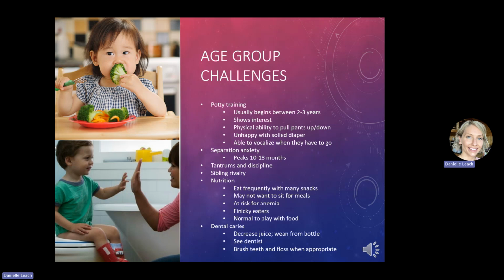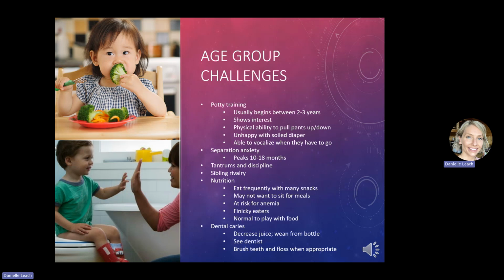Nutrition. Toddlers and preschoolers eat frequently with mini snacks. They may eat 3 meals a day, but also a snack in between each of those meals. They might not want to sit down for meals because they're always on the go, running around and wanting to play. They can be at risk for anemia, and one reason is that they can be picky eaters. They may not want to eat things like broccoli. It's normal for them to play with food and make a mess because they're just learning how to feed themselves and use utensils.